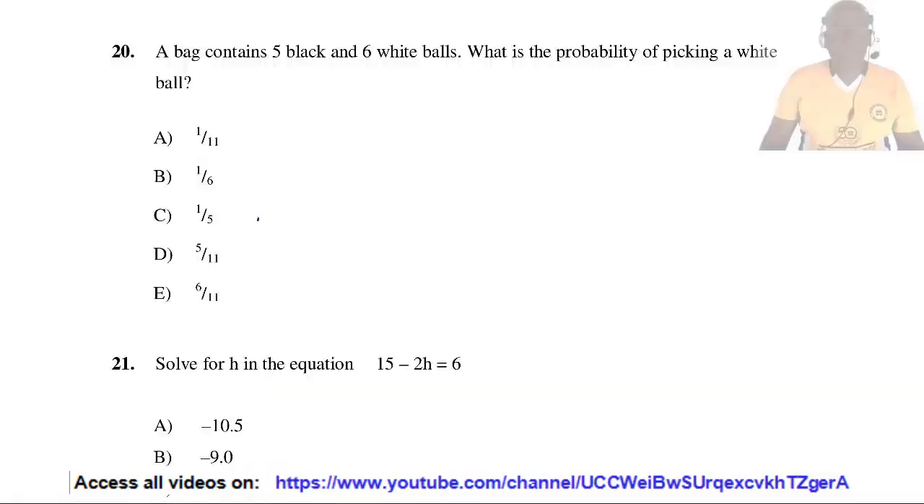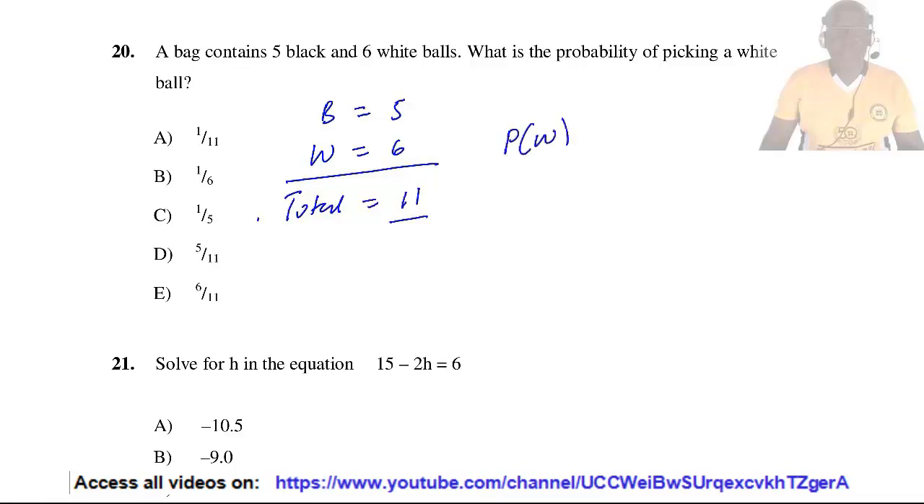Question 20. A bag contains 5 black and 6 white balls. What is the probability of picking a white ball? The bag contains 5 black balls and 6 white balls. The total is going to be equal to 11. Now the probability of picking a white ball is going to be equal to the number of white balls, that's 6, divided by the total, that's 11. So the answer is E.